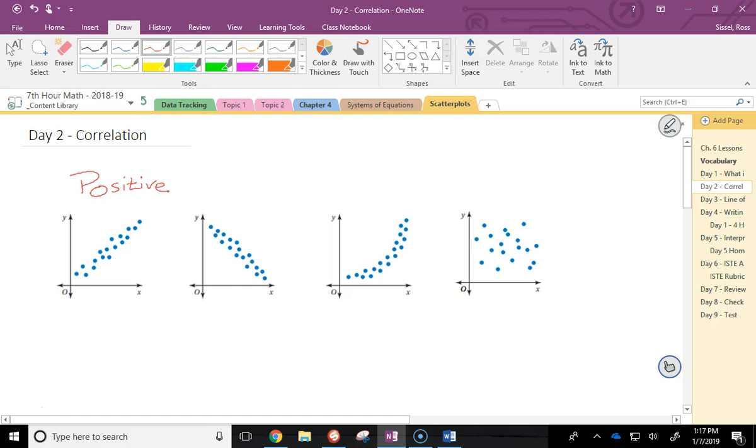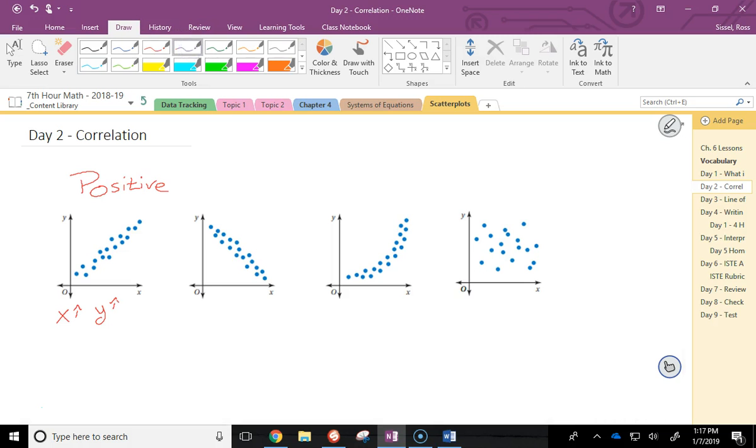When all the dots seem to trend going up and to the right, we call that a positive correlation. What that means is when my x value is going up and increasing, my y value also is increasing. So a positive correlation is when the trend of the dots is going up and to the right. Kind of like Ricky said, just like the slope.